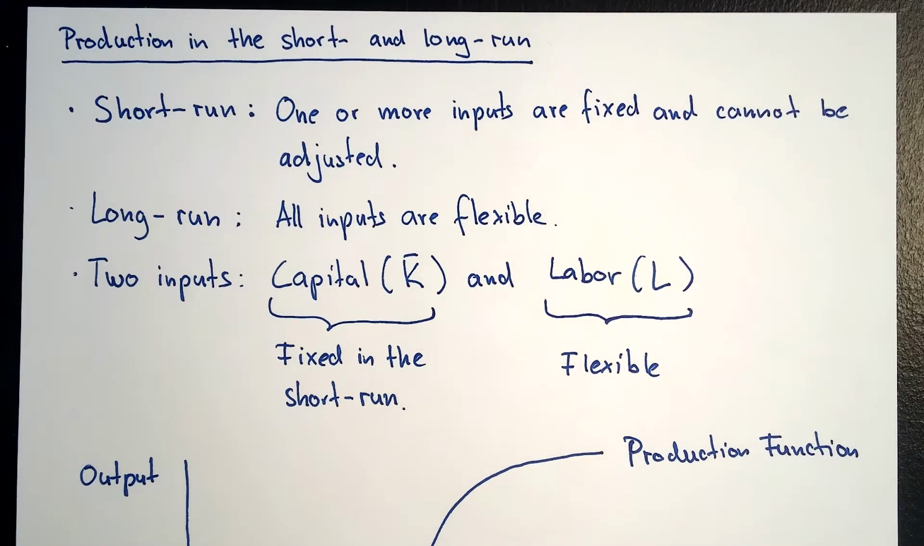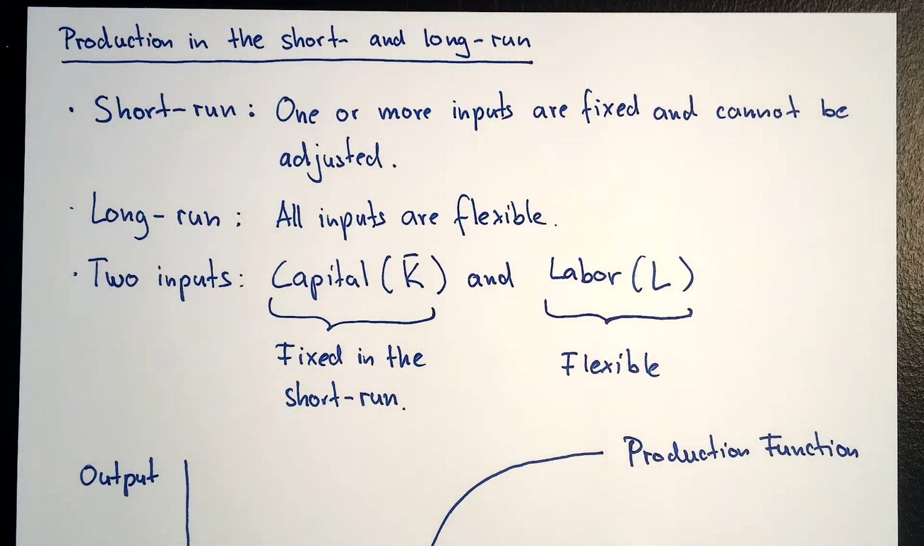Now, in producer theory, we are going to differentiate between production in the short run and production in the long run. Production in the short run means that one or more inputs are fixed and cannot be adjusted. Suppose that you have a shoe store and you are selling shoes in a rented store. Now, the store size is fixed over 1 year. If, for example, you have signed a lease for 1 year, and even if you want to expand or contract the size of your shoe store, you cannot do so because you are locked into this space for 1 year.